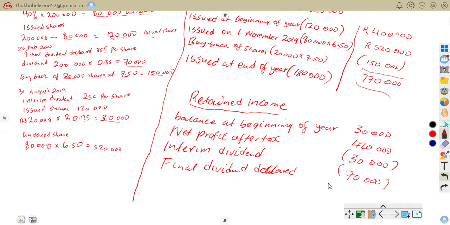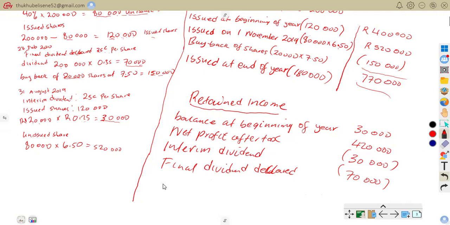Hope we understand that. So now we have the 70,000. One can forget where it comes from; this is where it comes from. The final dividend was declared at 35 cents per share of our ordinary shares. That's when we got this 70,000.